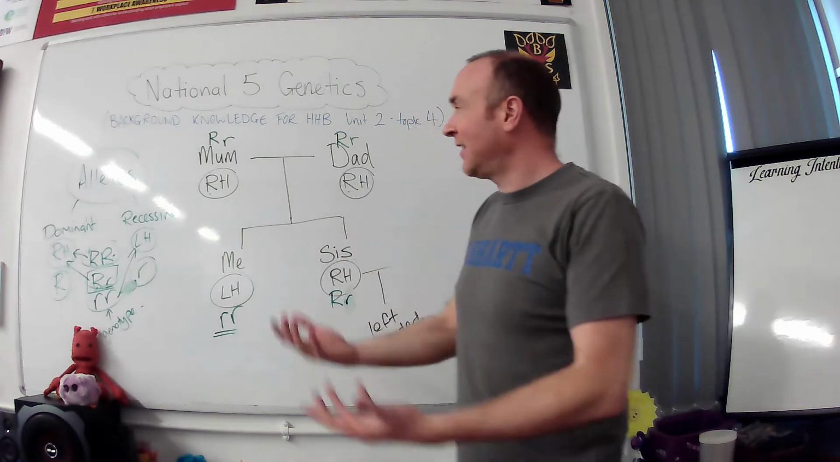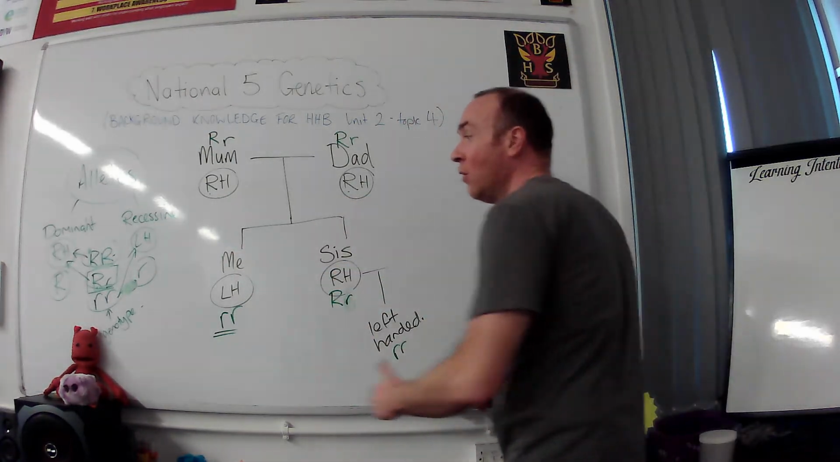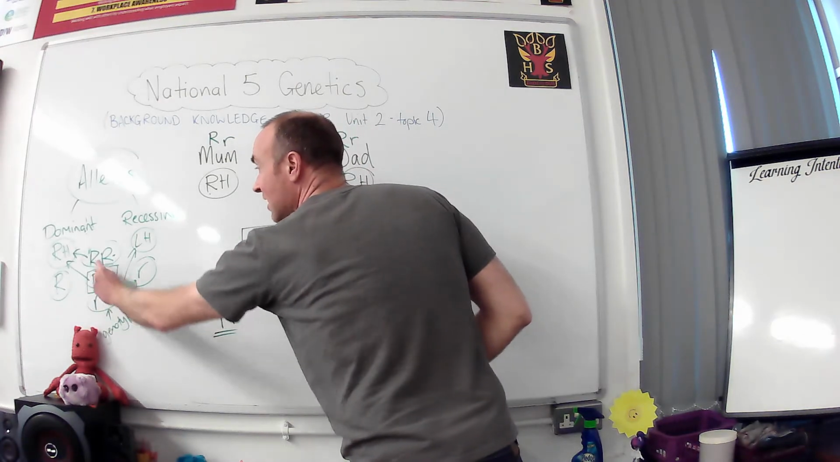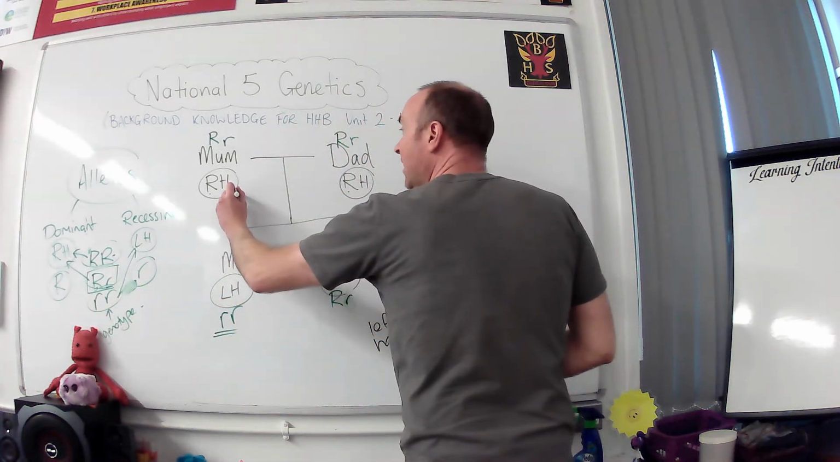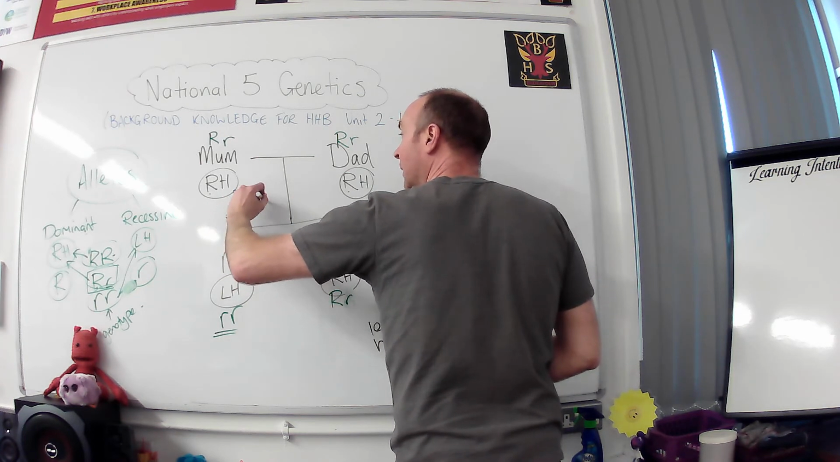Now the characteristic we have, so right-handed or left-handed, we also have a word for that as well. We talk about how the letters that you get are your genotype. Being right-handed or being left-handed is called your phenotype.